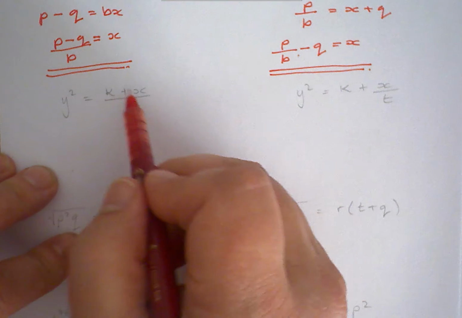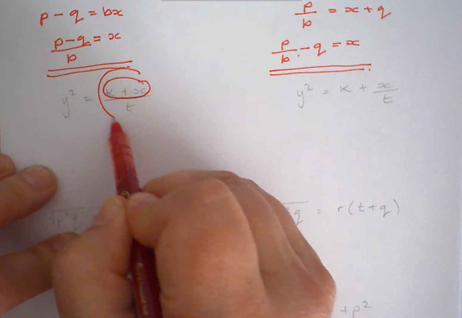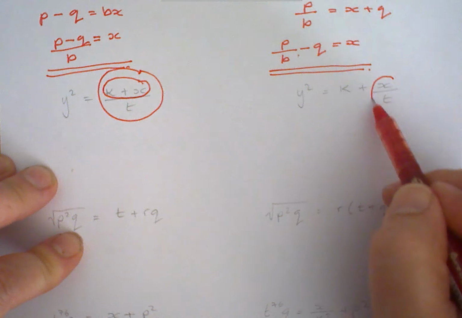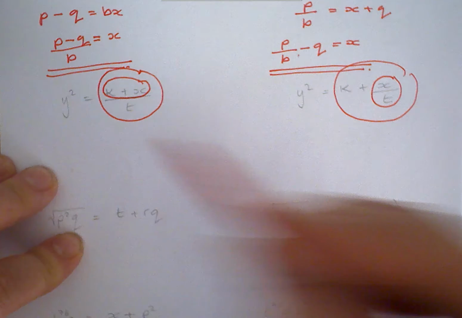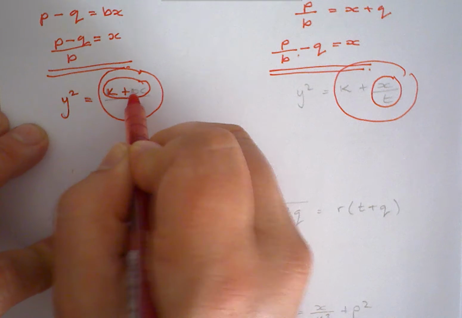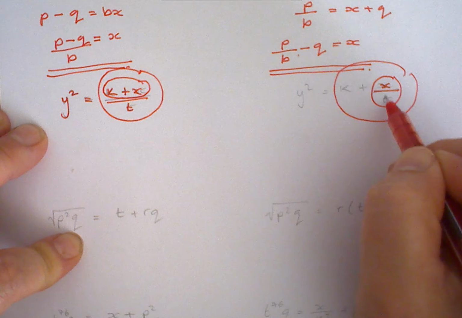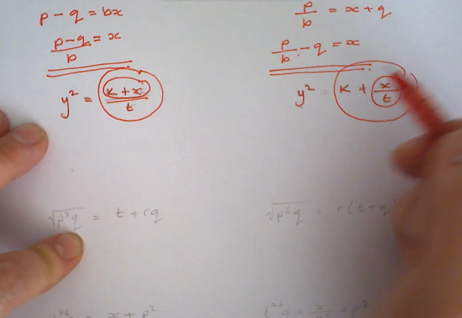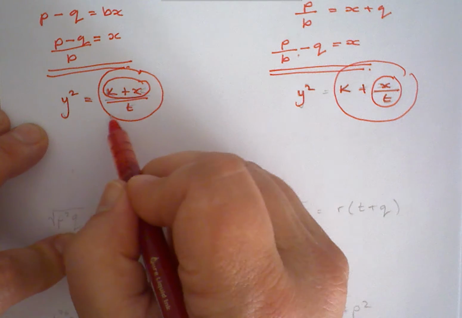So on the inside here, we've got the plussing of the k. And on the outside, we've got the dividing of the t. Here, we've got on the inside the dividing of the t, and here on the outside, we've got the plussing of the k. Let me just draw these in for you. Okay, so we've got to take our jacket off before we take our jumper off. We've got to work from the outside in.